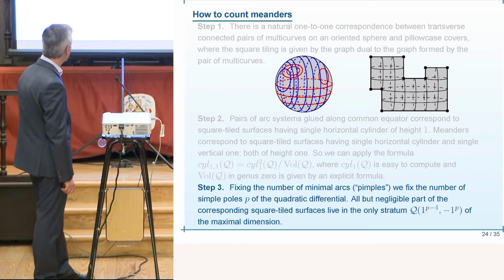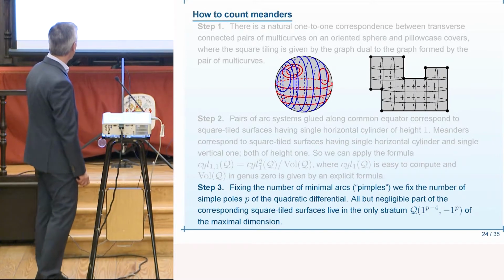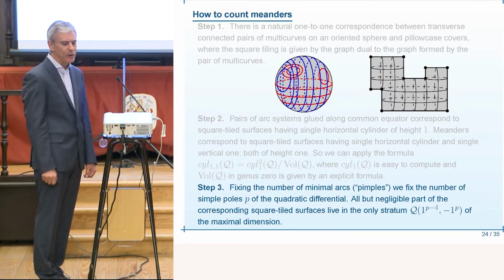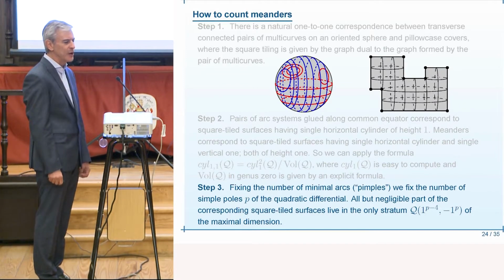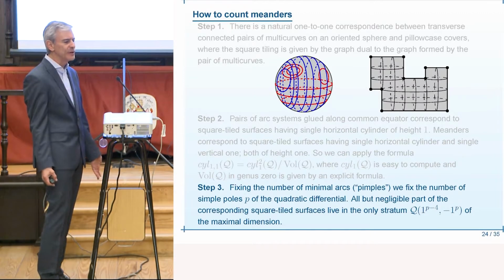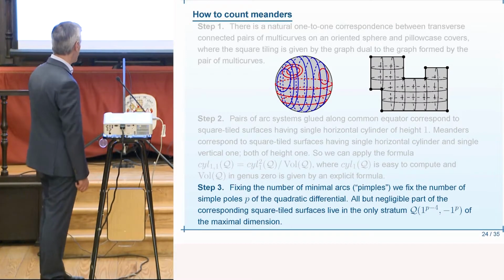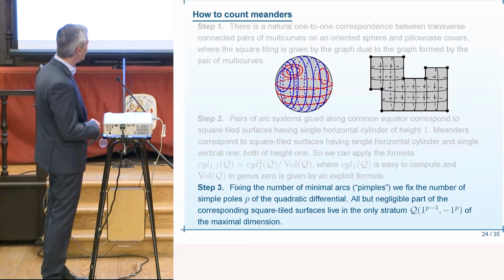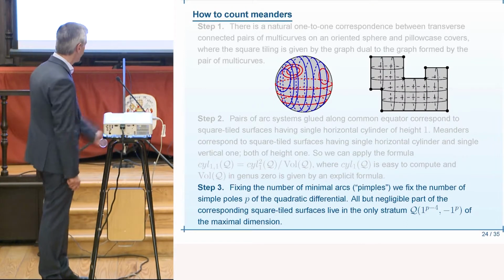And the very last remark is that fixing the number of these minimal arcs, we fix the number of simple poles of quadratic differential, and actually all graphs which have vertices different from valence 1 and valence 3 correspond to smaller strata and only the principal stratum survives, the stratum where you have only simple zeros. And for this stratum, the answer is particularly simple.